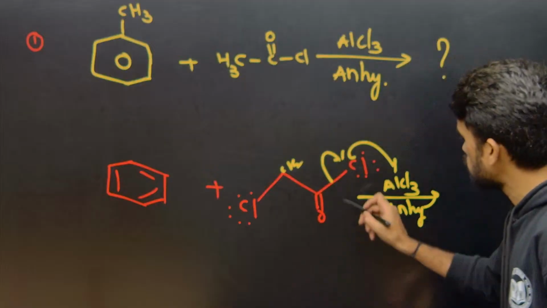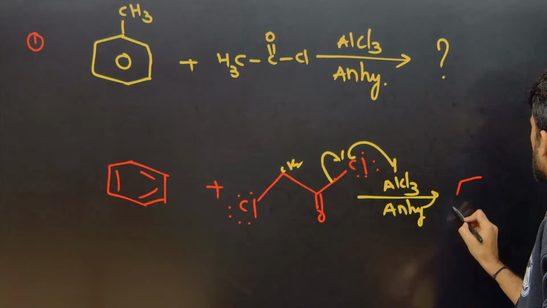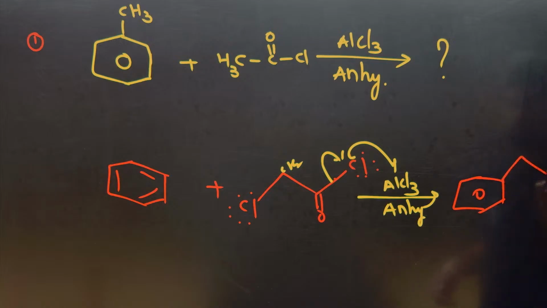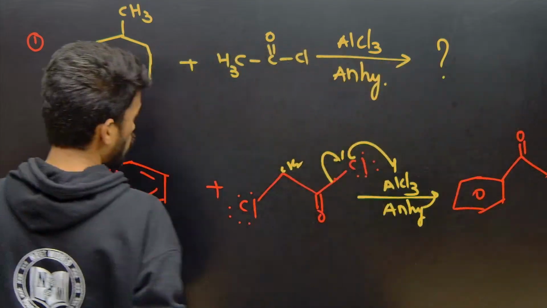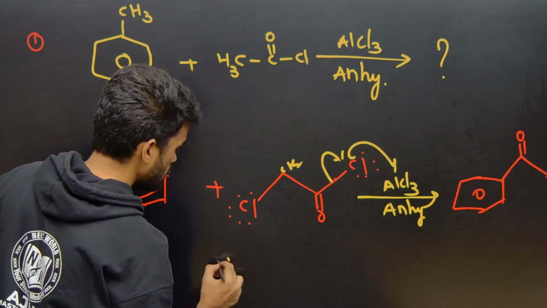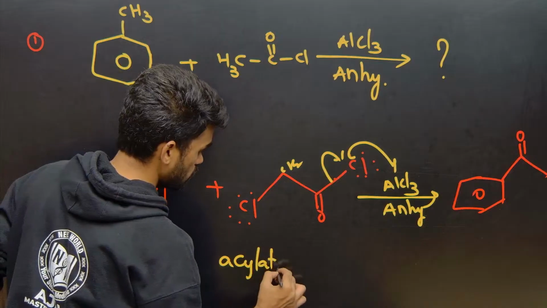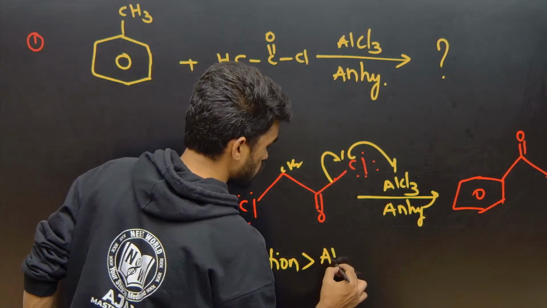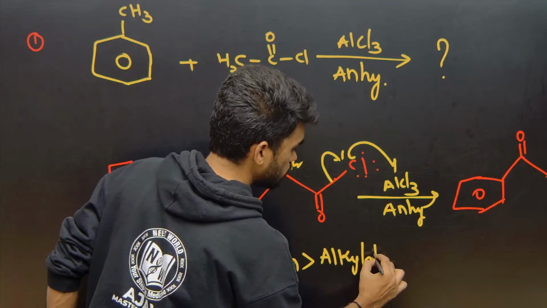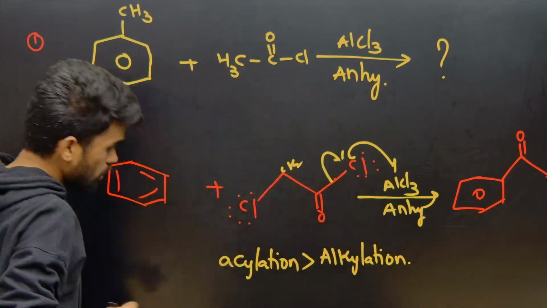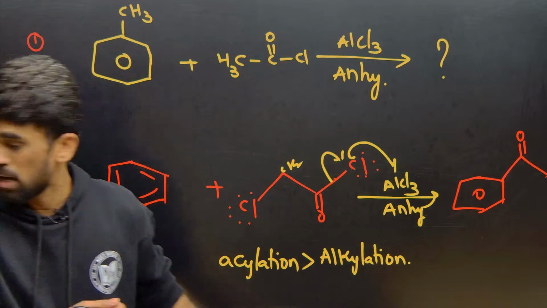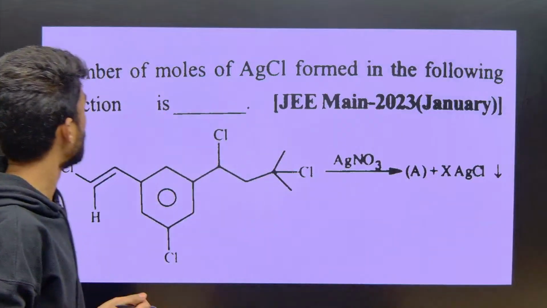Okay, so therefore this chlorine you remove and put the remaining part on this benzene ring. So what is the remaining part? Yes, this is our product. Hope this is clear. So always remember, acylation takes place readily when we compare with alkylation. Yeah. Hope it is also clear. Let's move forward. Yeah. So look into this.